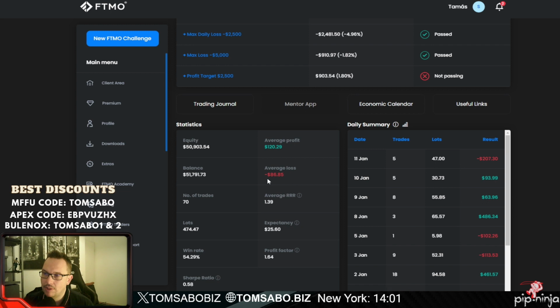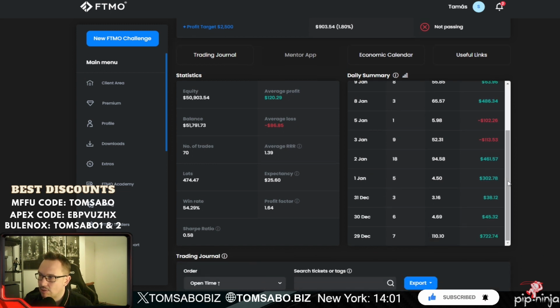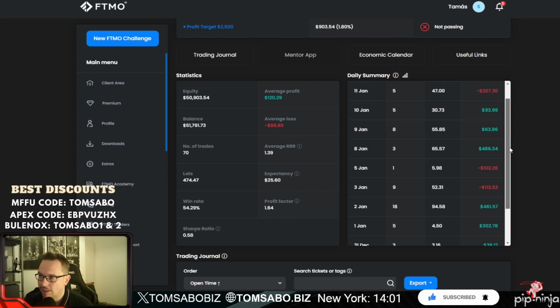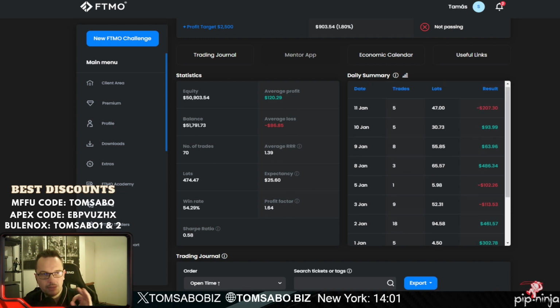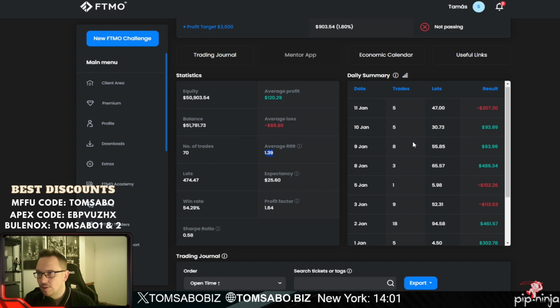I was going with $86 average risk and $120 average profit. These were my trading days. So far so good, I'm very happy about the results. All the trades were taken in confluence with the indicator and with some of the smart money concepts, which I'm not going to go into details right now. I just wanted to share the results. Average win rate on this account was 54%. Risk reward was 1.39. So it was good.